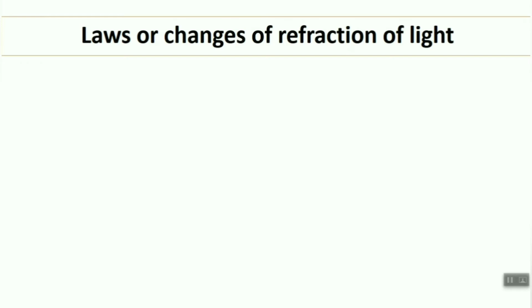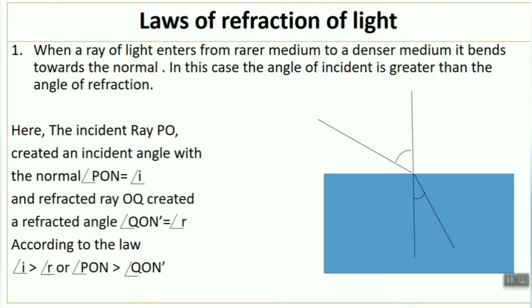First one, we will see that when a ray of light enters from a rarer medium to a denser medium, it bends towards the normal. You see, it bends towards the normal. By the picture you see, it bends towards the normal. In this case, the angle of incidence is greater than the angle of refraction.